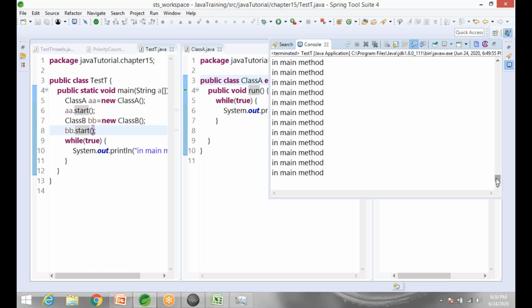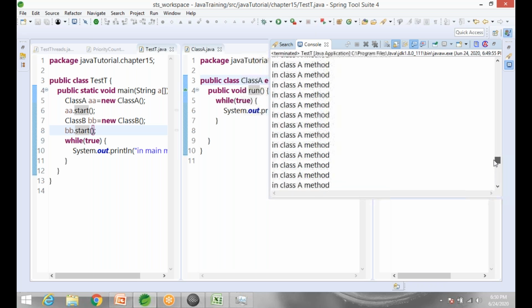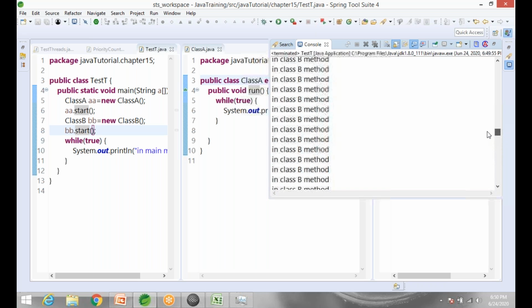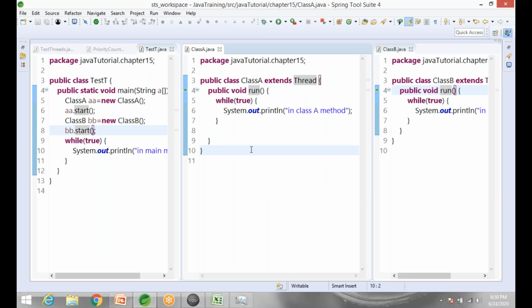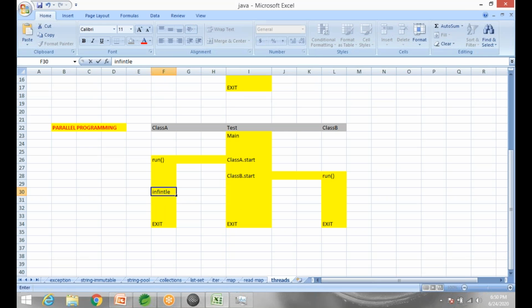Okay, so now you have a mix of everything. You have main method prints, you have class A, you have class B, it's all mixed. All three programs are running at the exact same time, parallelly. This is parallel programming. This thread is infinitely printing, and so does this, and so does this. All three threads are infinitely printing on their own. So you guys understand what parallel and sequential programming is and how to write a thread class?